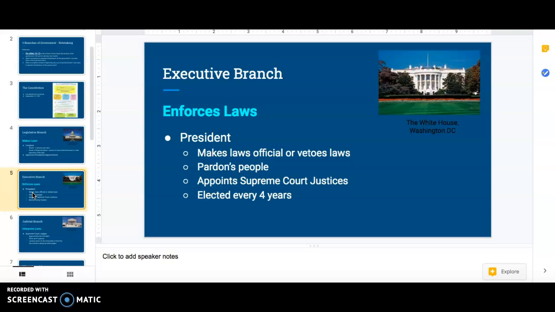This ensures that we have new people every 8 years or every 4 years, so we don't run the risk of creating a dictator, a king, an authoritarian ruler. We do not want one person making laws for our country. That is not a representative democracy.